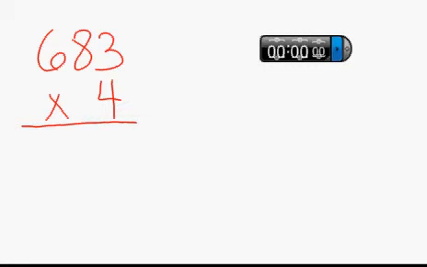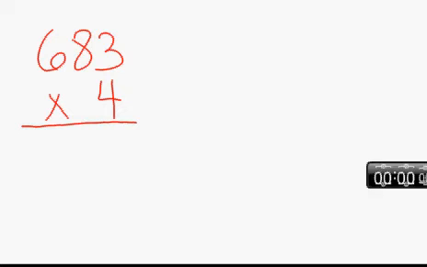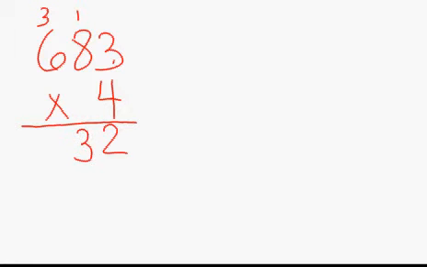Okay, so let's move this out of the way, and let's go through the problem real quick. So this one is 4 times 3, which is 12. 4 times 8 is 32, plus 1 is 33. See how I put that 3 there and the 1 there? And then 4 times 6 is 24, and 24 plus 3 is 27. 2,732. Okay, let's try another one.